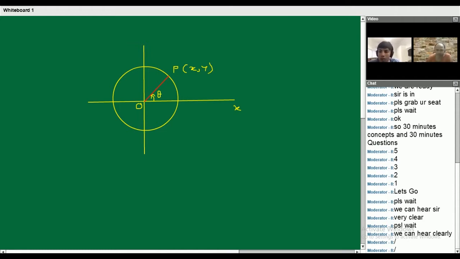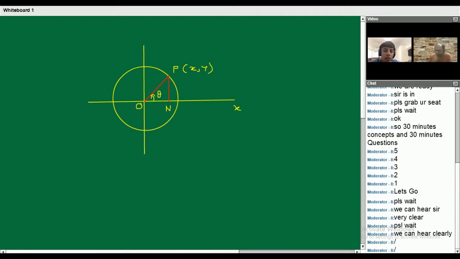Okay, so let's do one thing. We'll verify that. We're trying to draw a perpendicular on the x-axis, right? So if we draw a perpendicular from the point P, we are drawing the perpendicular here on the x-axis. This is going to be, let's say, N. Now we are going to find the relation between x and y. How are we supposed to express x and y in terms of trigonometric ratios? That's why it's important.